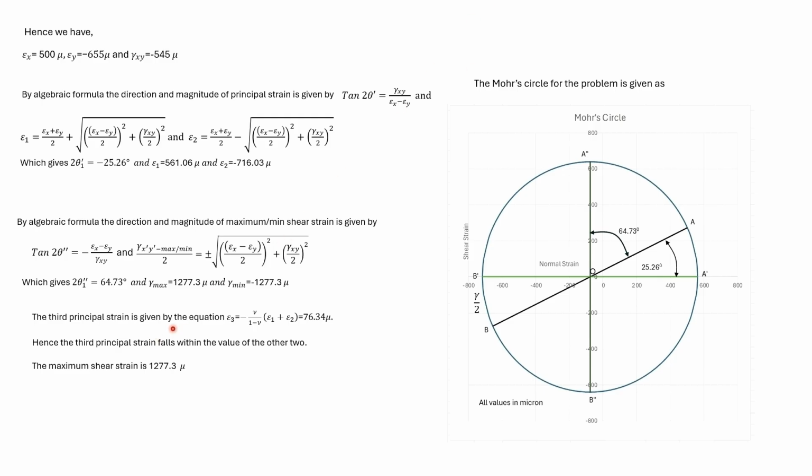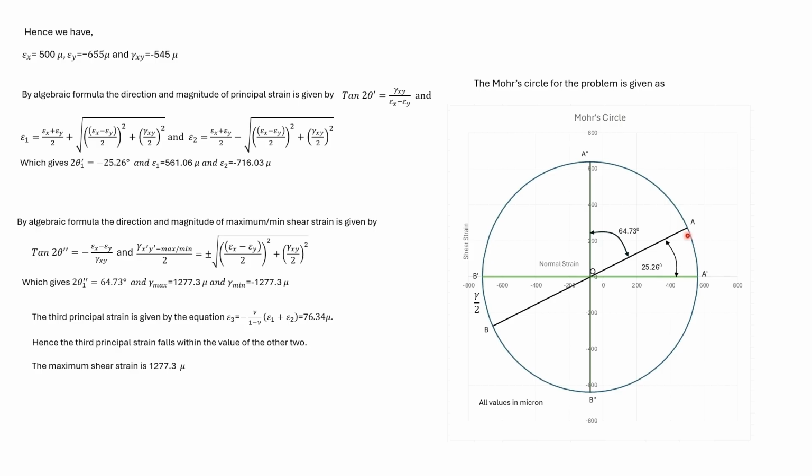We next find epsilon 3 using the values of epsilon 1 and epsilon 2 already obtained. The value of epsilon 3 that we get is in between epsilon 1 and epsilon 2. So in this case, the maximum in-plane and the minimum in-plane shear strain is also the absolute maximum and minimum shear strain.